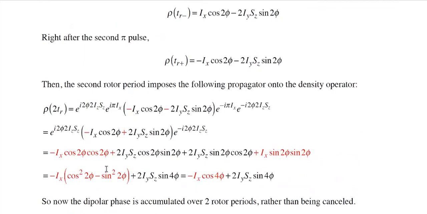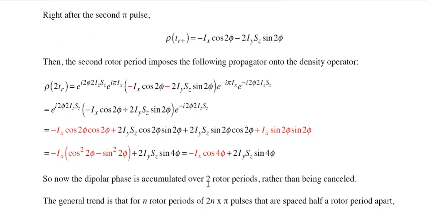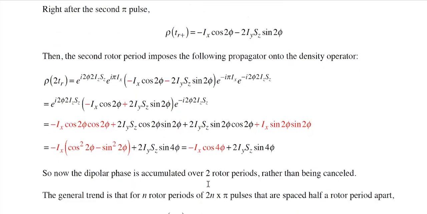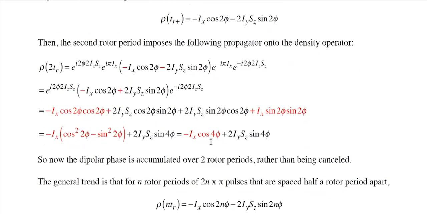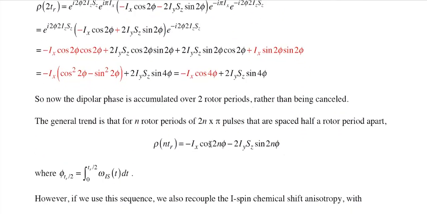Cosine square minus sine square is, if you remember one of these trigonometric half angle, double angle relations, cosine 4 phi. That phi is the dipolar phase accumulated under the recoupling, and you want that phase to keep accumulating: 4 phi, 8 phi, as you increase mixing time or increase the number of rotor periods. So this demonstrates that with 2 rotor periods, you collect 4 phi. Each phi is defined as the half rotor period net dipolar phase. Okay, so that's this.